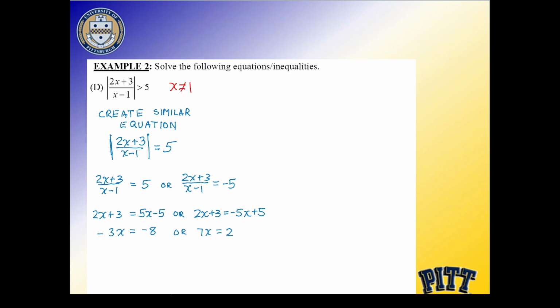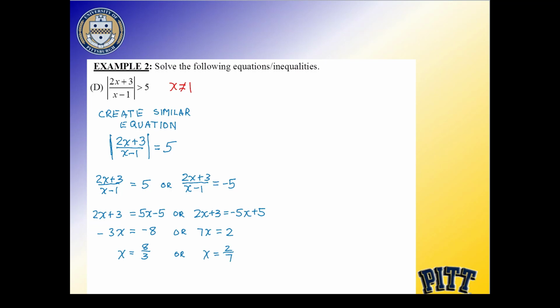Subtracted 5x from both sides of the left-hand equation, as well as subtracted 3 from both sides. I also, on the right-hand side, added 5x to both sides and subtracted 3 from both sides. And so what I get as answers here to the equation, the important part is the equation, is x equals 8/3 or x equals 2/7.